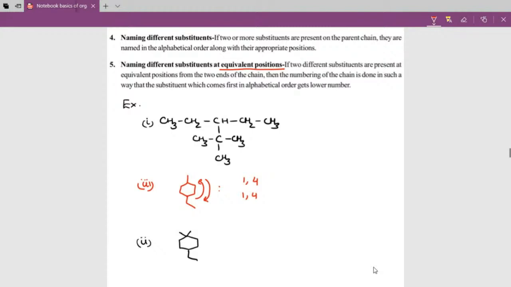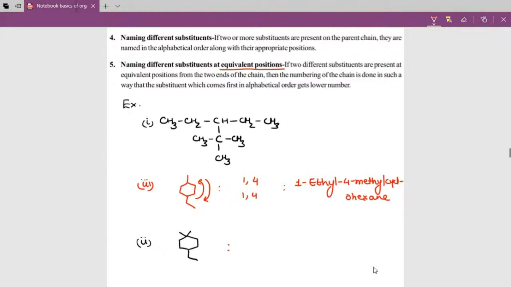Then you will select the one in which the alphabetical positioning is preferred, and it will get the lower number. So this will be named now as 1-ethyl, 4-methylcyclohexane. But please mind that this alphabetical order use for deciding the locant is only when you get an identical set of locants.